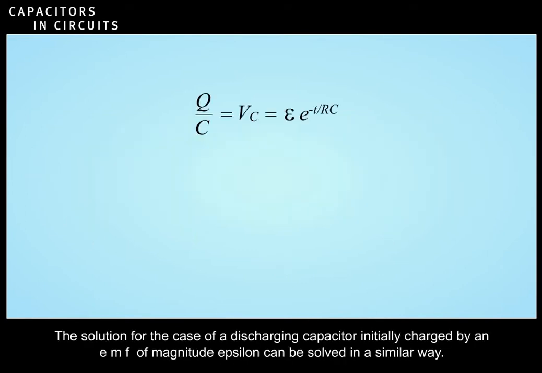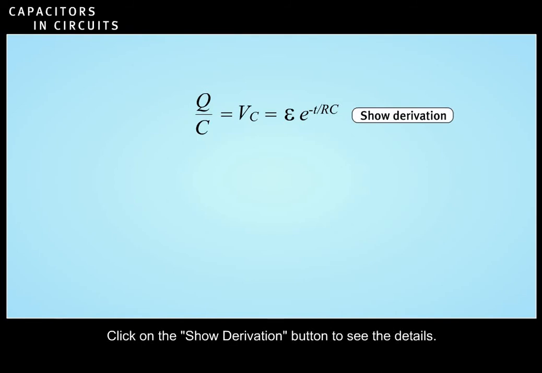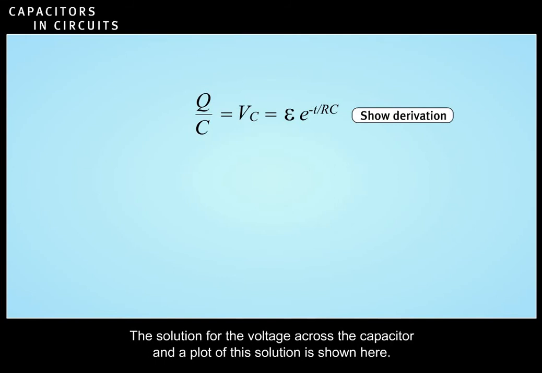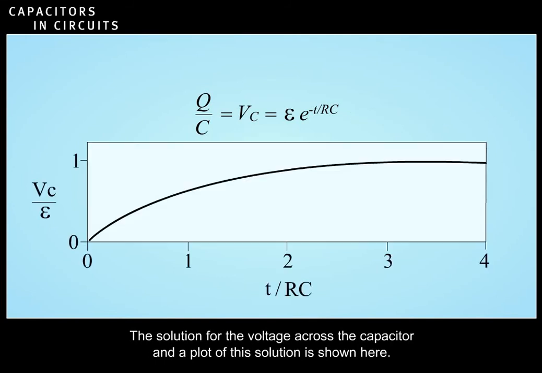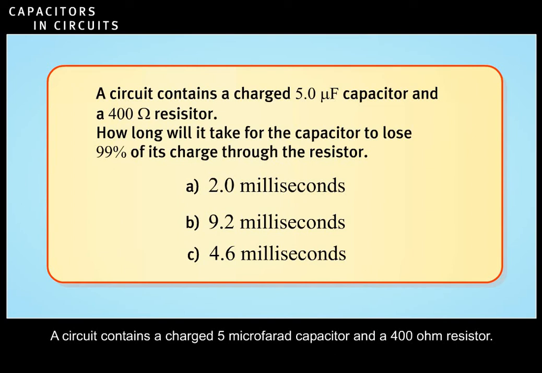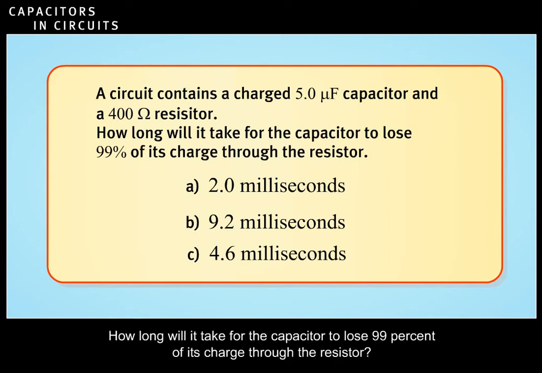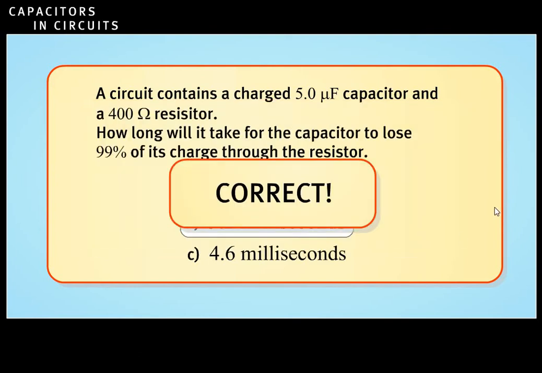The solution for the case of a discharging capacitor initially charged by an EMF of magnitude epsilon can be solved in a similar way. Click on the Show Derivation button to see the details. The solution for the voltage across the capacitor and a plot of the solution is shown here. A circuit contains a charged 5 microfarad capacitor and a 400 ohm resistor. How long will it take for the capacitor to lose 99% of its charge through the resistor? Correct.